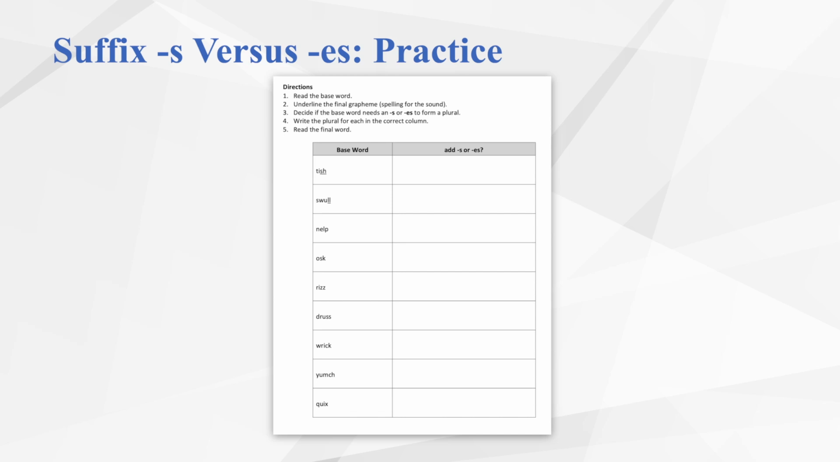The way the activity works is you first read the base words. You're going to pronounce the base word, and then you're going to look at the last grapheme, so the last spelling pattern.